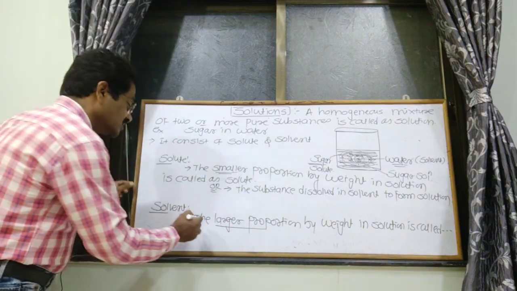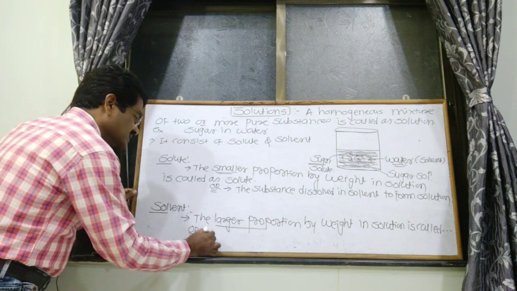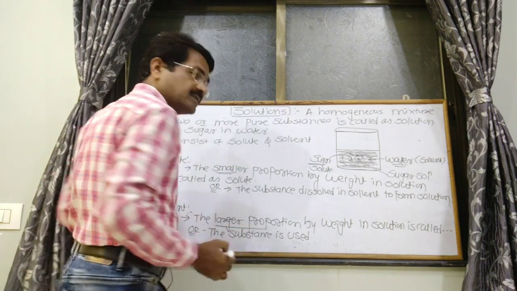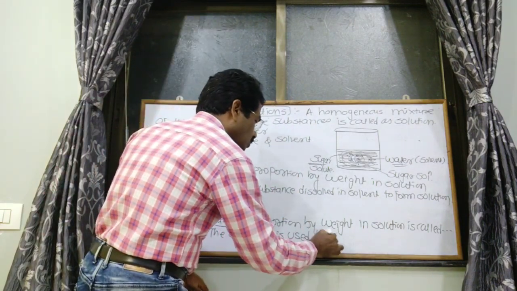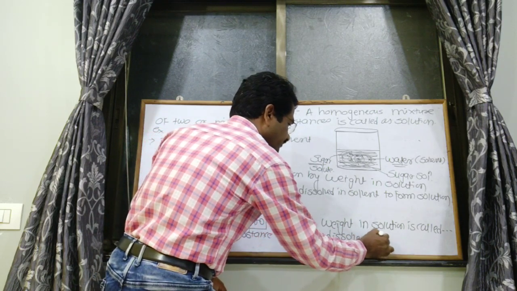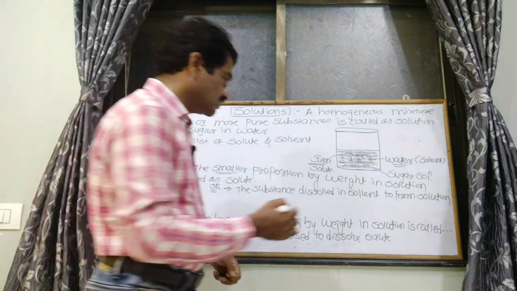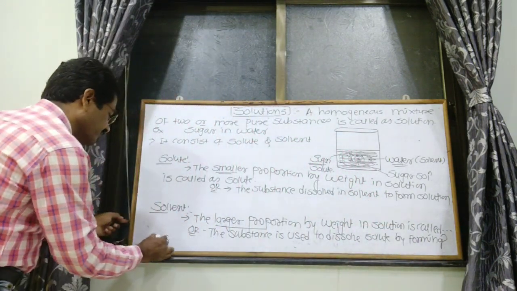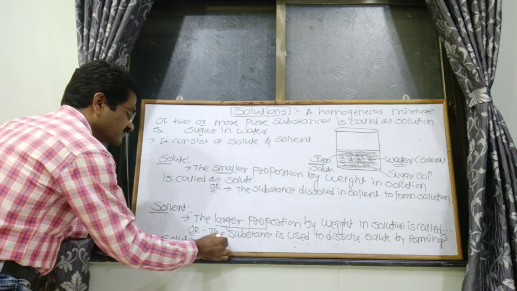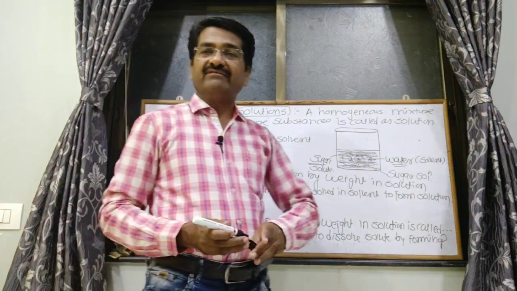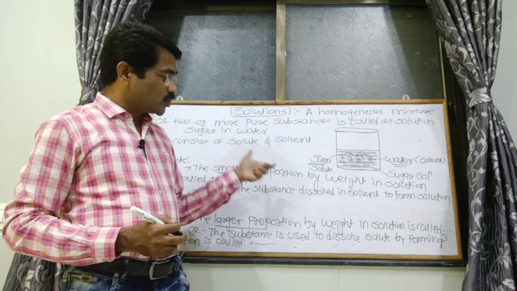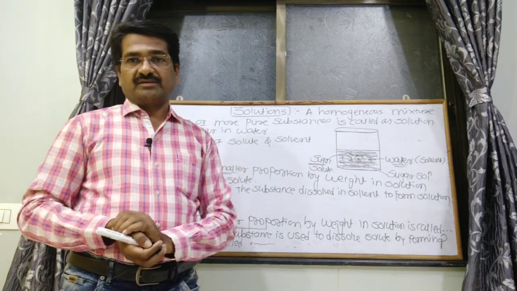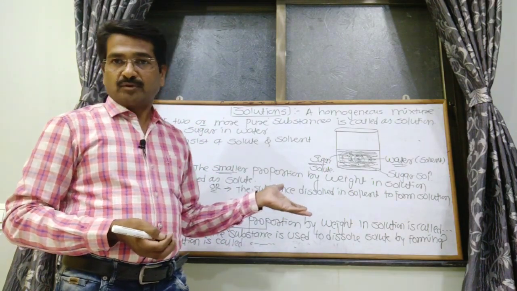Now, another definition of solvent: the substance used to dissolve the solute by forming a solution is called the solvent. By this way, we can define solute and solvent in two different ways. But understand that the solute is always the smaller proportion and the solvent is the larger proportion.